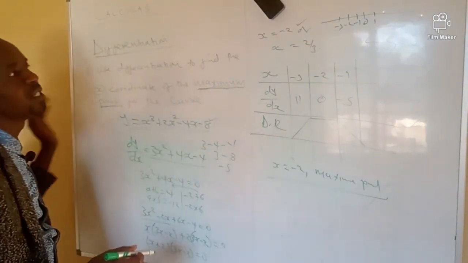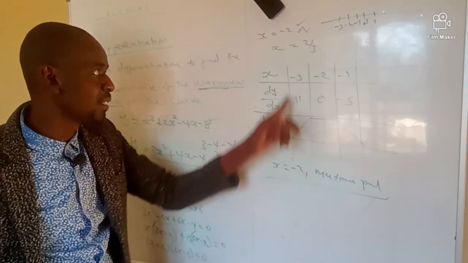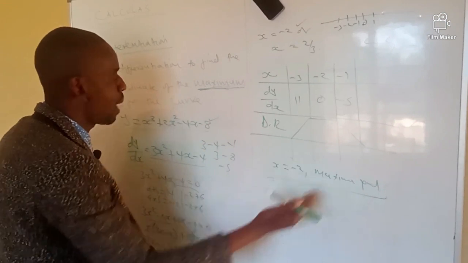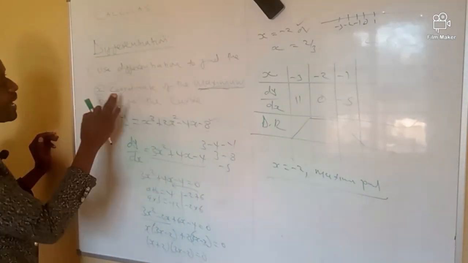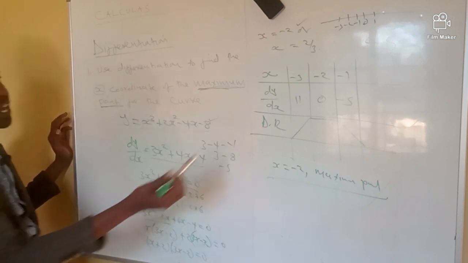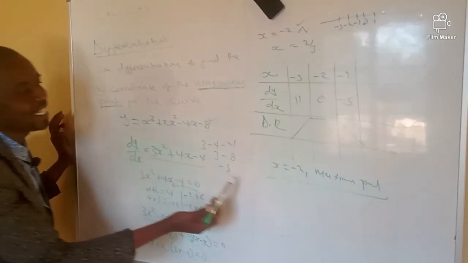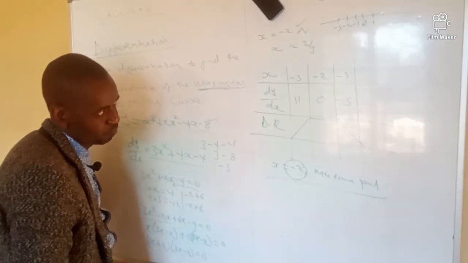So that means for 2 over 3, when you test the 2 over 3, this is going to give you a minimum point, but negative 2 gives you a maximum point. So when you go back to the question that says use differential to find the x coordinate of the maximum, the x coordinate of the maximum point is negative 2.